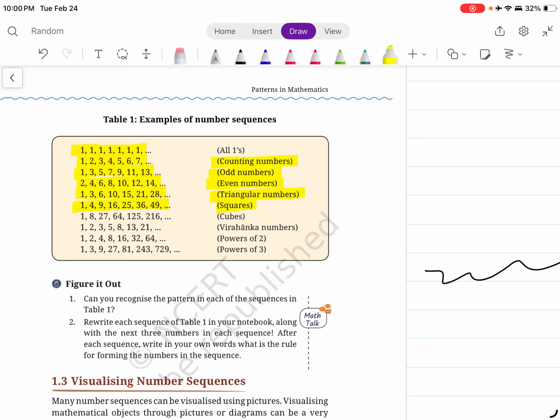अब दोस्तों क्यूब को समझते हैं. 1 8 27 64 125 2 1 6 आर द क्यूब्स. 1 2 3 5 8 13 21, Brahmana numbers. This is very important because this is newly introduced in this book. So powers of 2: 1 2 4 8 16 32 64. Powers of 3: 1 3 9 81 243.